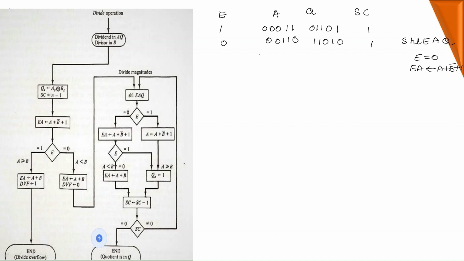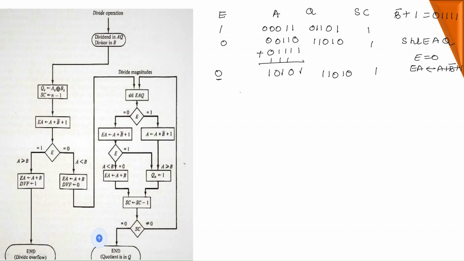Right? So this is my value of A. B complement plus 1 is 0 1 1 1 1. So add that, it becomes 1 1 0 1 0 1, and here you get a 0, no carry. Now you have to check the value of E.